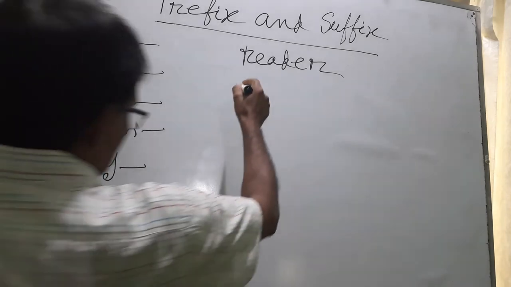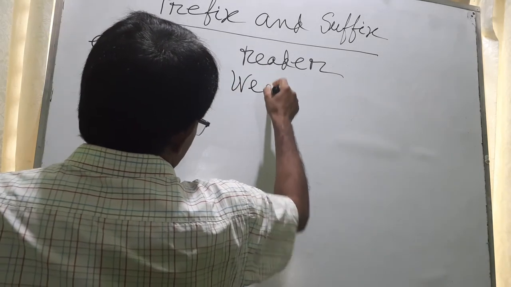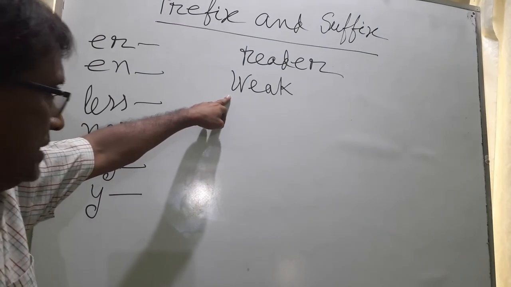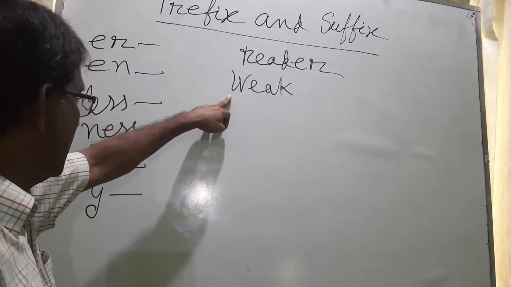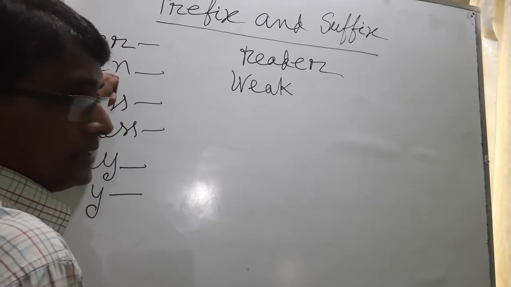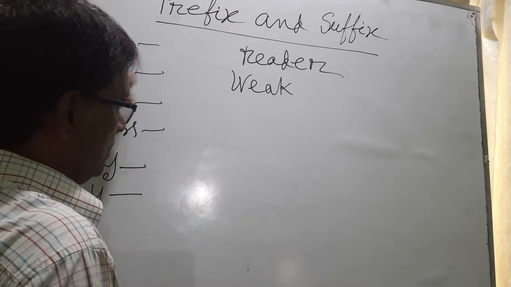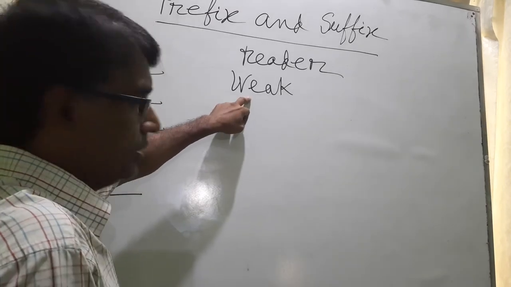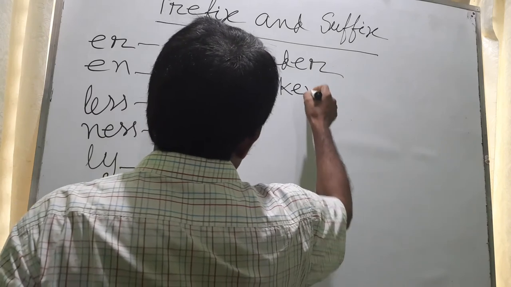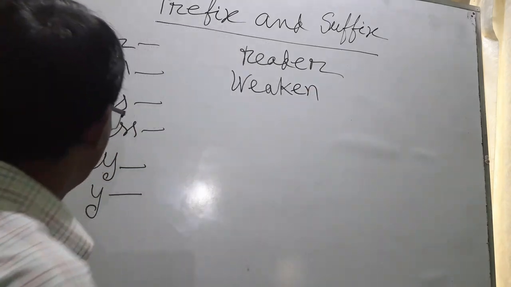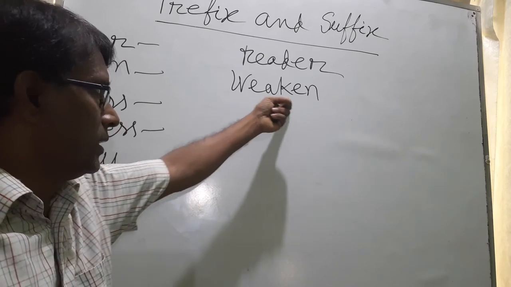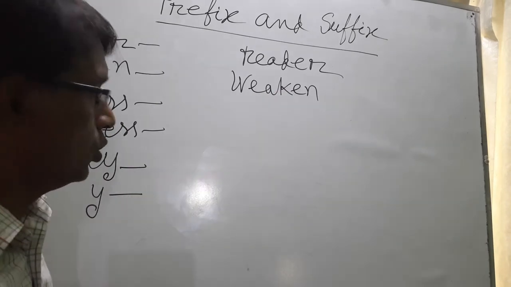In the same way, if the keyword or base word is weak, and we add the en suffix with the word weak, then it will be weaken. Weak in Bangla, durbol, and weaken, durbol kora.